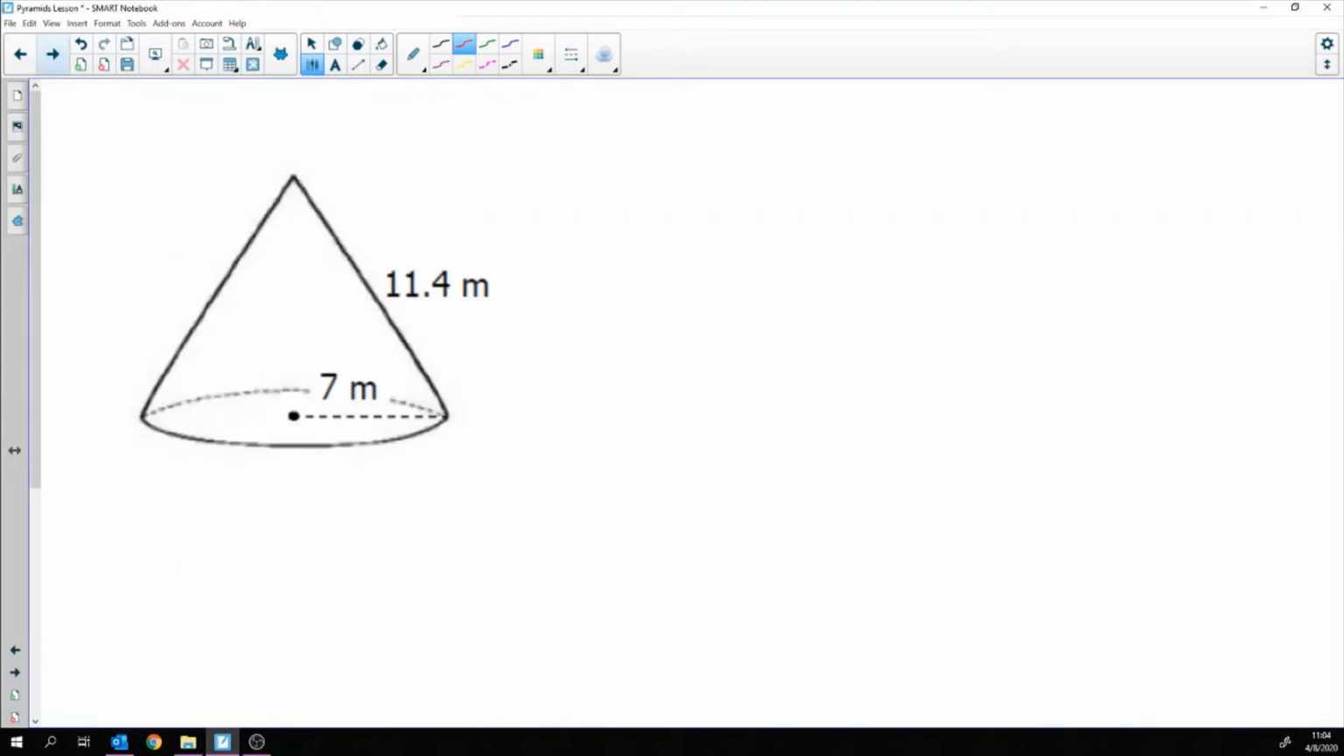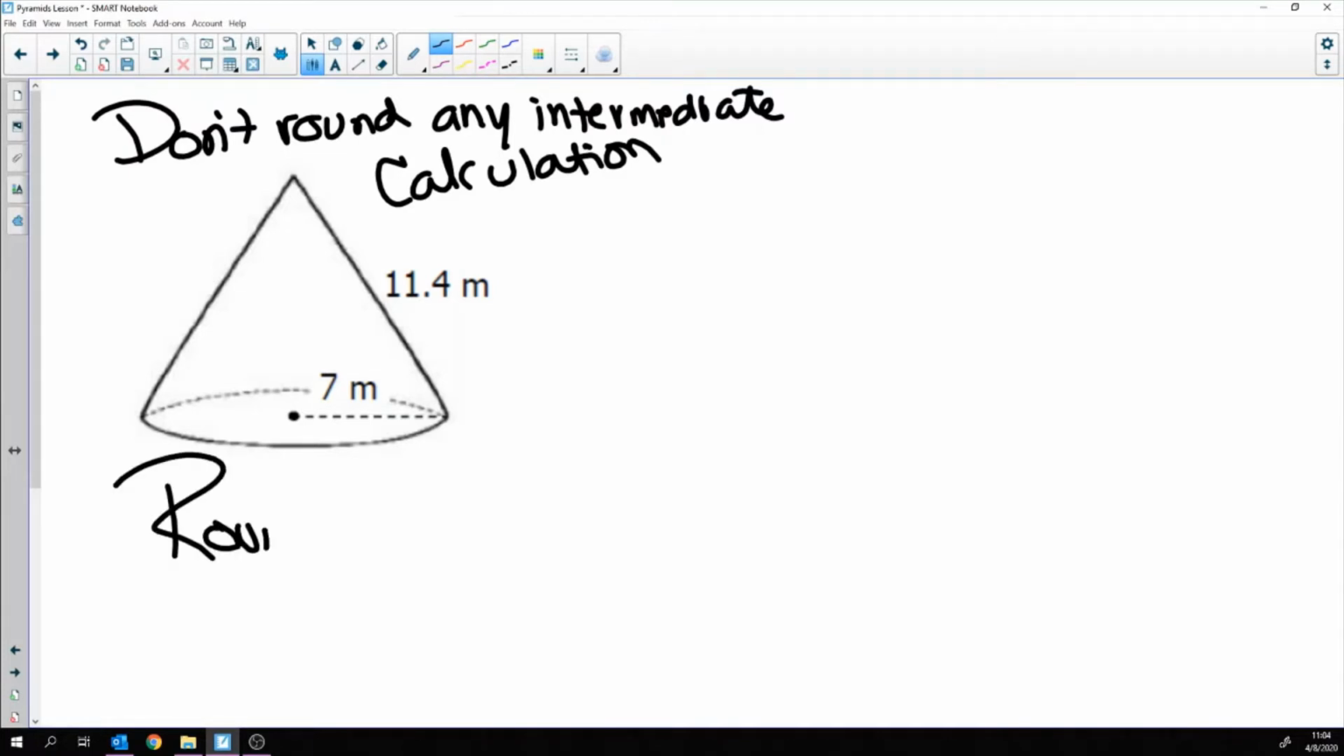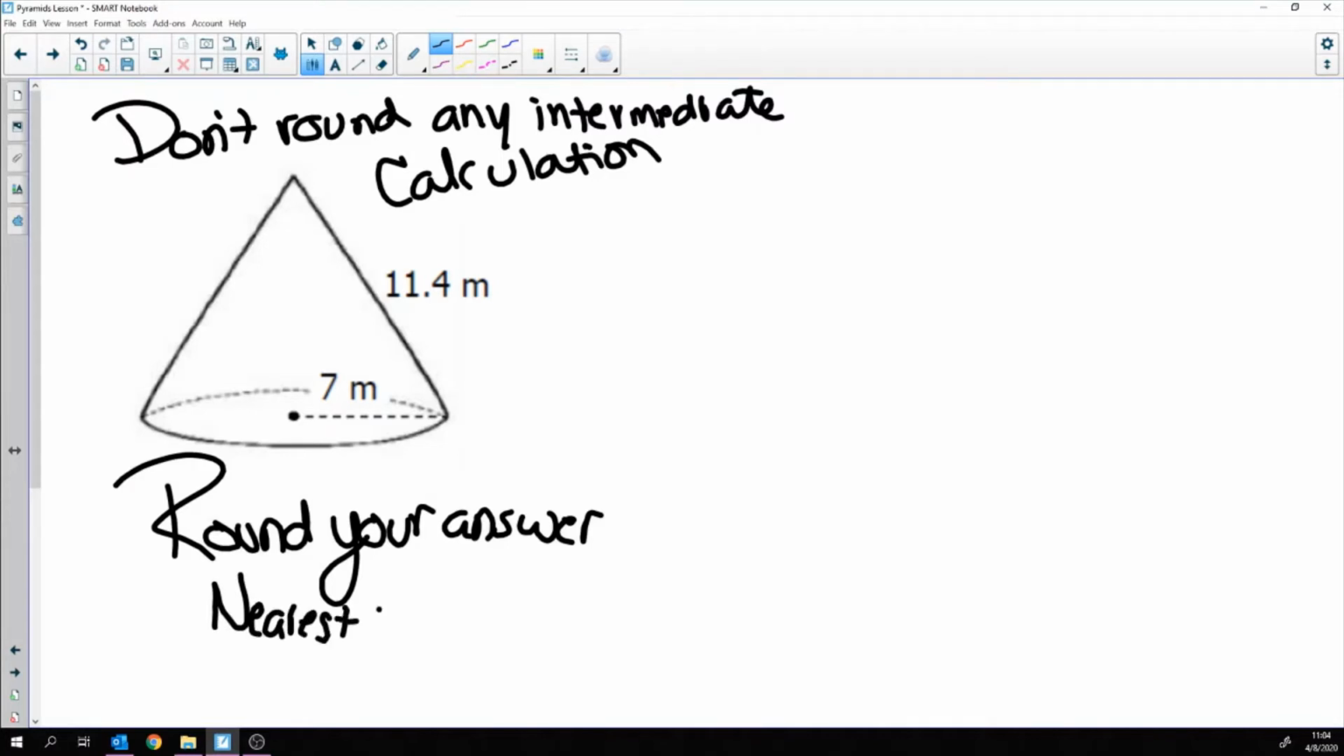So here's our first cone. First things first, if you're seeing this on Alex, you'll probably see something that says, don't round any intermediate calculations. And then the final thing would say, round your answer to the nearest whole number.